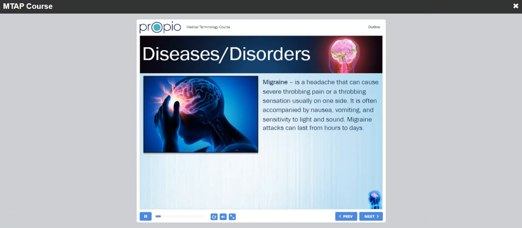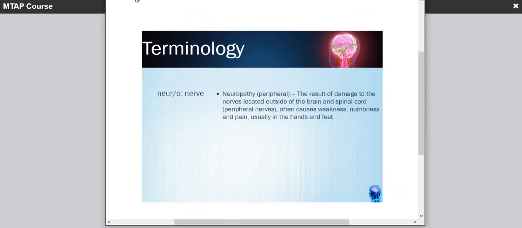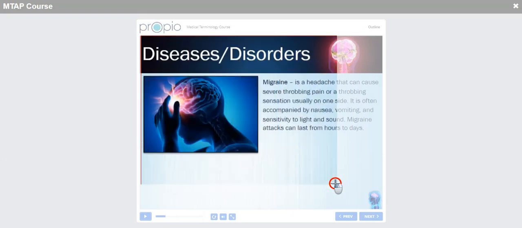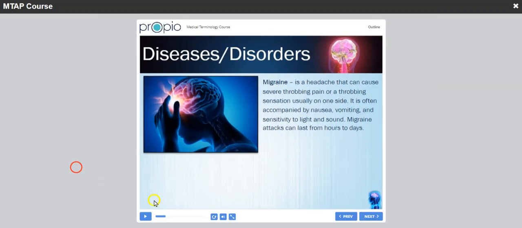Migraine attacks can last from hours to days. Epilepsy. It's a long-term neurological condition characterized by recurrent seizures. Cerebrovascular accident, also known as stroke.